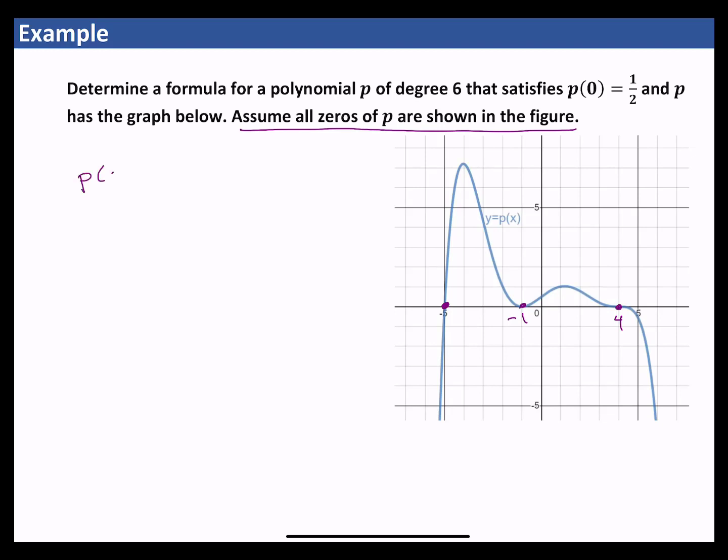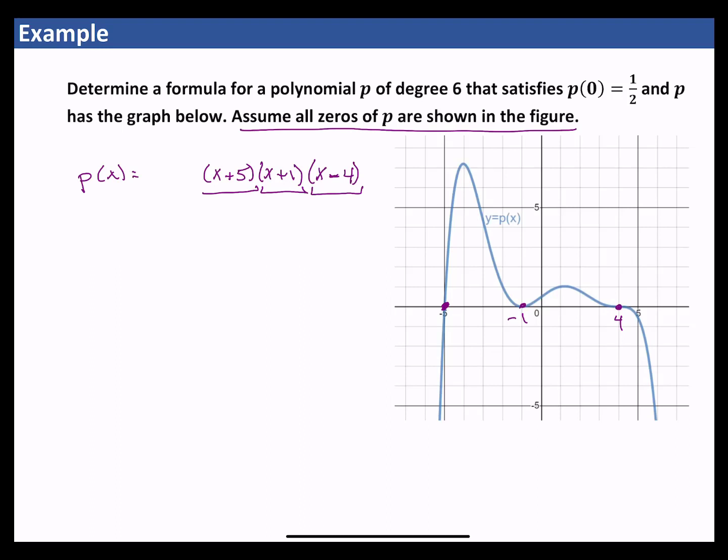So we know that the corresponding factors for p of x are going to be x plus 5, x plus 1, and x minus 4. That way, if we let x equal -5, we would get 0. Or if x equals -1, this factor would give us 0. And if x equals 4, x minus 4 would give us 0.